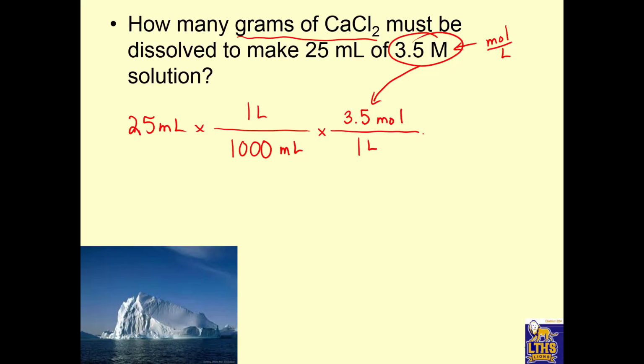And then I know that this is a solution of calcium chloride. So for every 1 mole of calcium chloride, I know there's 110.98 grams of calcium chloride. You might be saying to yourself, Self, where'd you get that? This is from the periodic table.